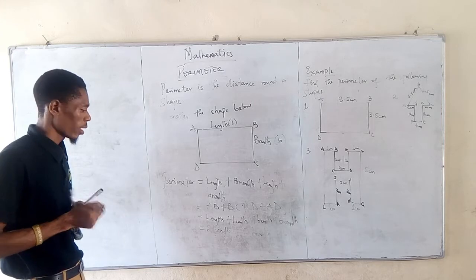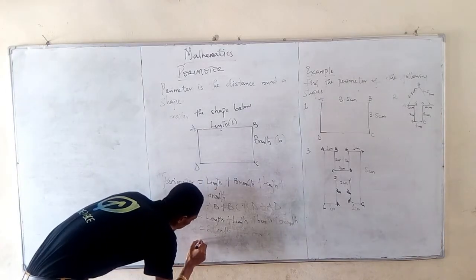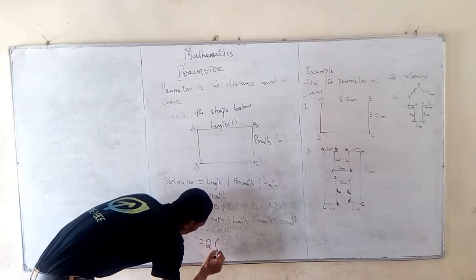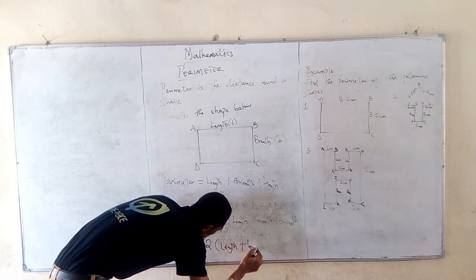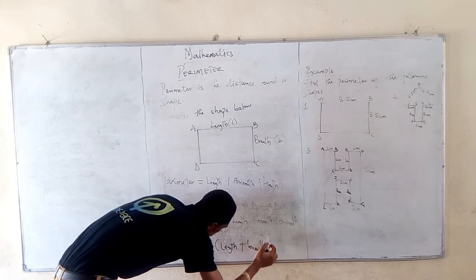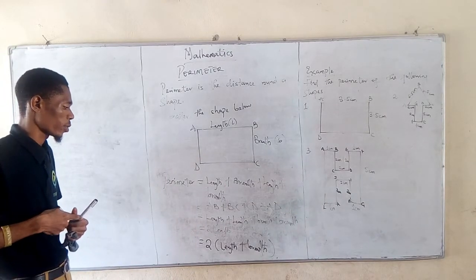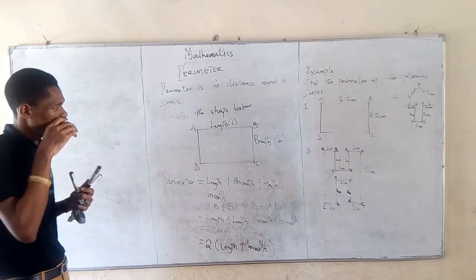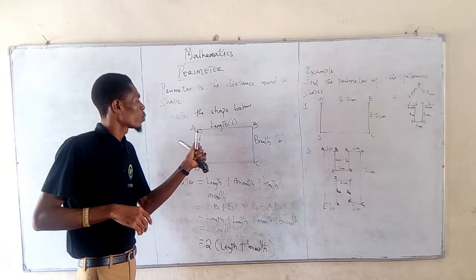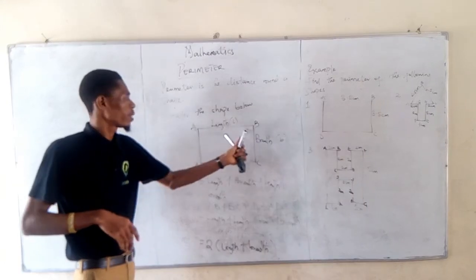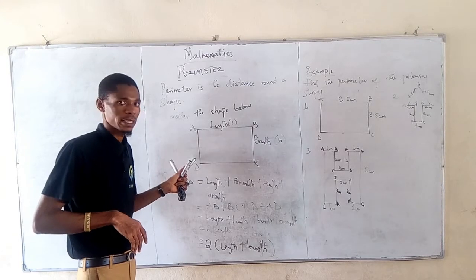Are we together? Now, if you want to factorize to collect like terms, 2 will come out. So it will be 2 into brackets length plus breadth. Now let's go over it again and see. We have a rectangle ABCD. AB as the length, BC as the breadth, CD as the length, AD as the breadth.